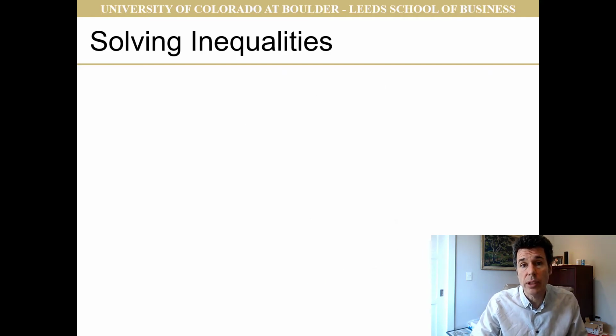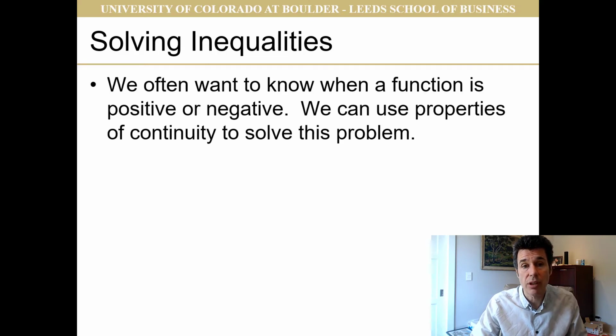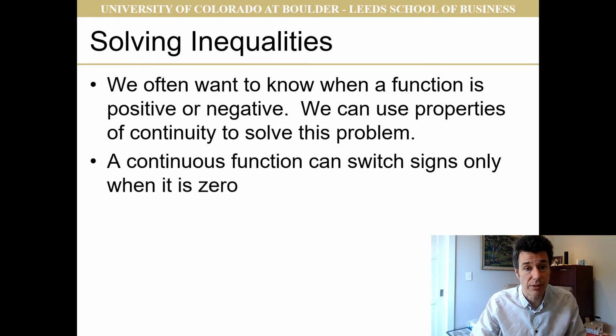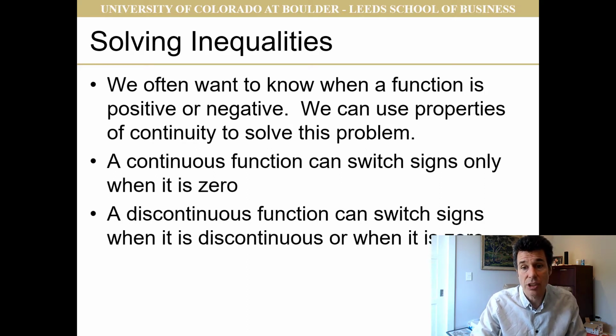Okay, one of the things we can do with continuity is help us solve inequalities. We are going to do this over and over again in this course, so being pretty good at this is going to help. So we can use properties of continuity to solve inequalities when a function, for example, is positive or negative. So a continuous function can switch signs only when it is 0. This seems kind of obvious, but it's an important fact. And then a discontinuous function can switch signs when it is 0 or when it is discontinuous, right? So there are points where it's discontinuous. We can change signs either there or where a function is 0.